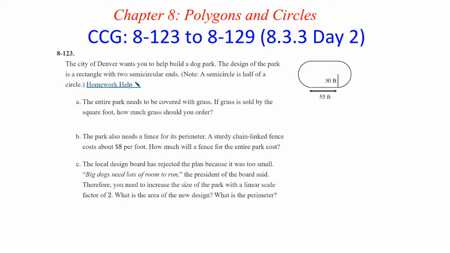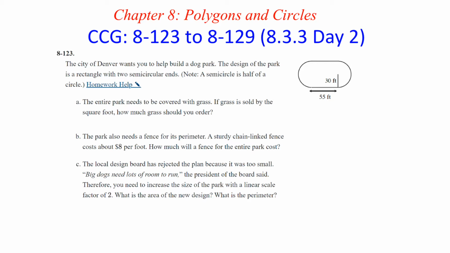Question 123. The city of Denver wants to help build a dog park. The design of the park is a rectangle with two semicircular ends. Note, a semicircle is half of a circle. You got a little diagram over to the right here. A, the entire park needs to be covered with grass. If grass is sold by the square foot, how much grass should you order?